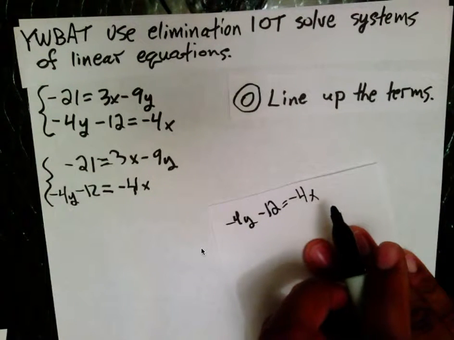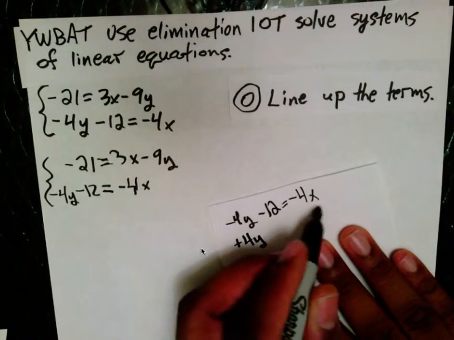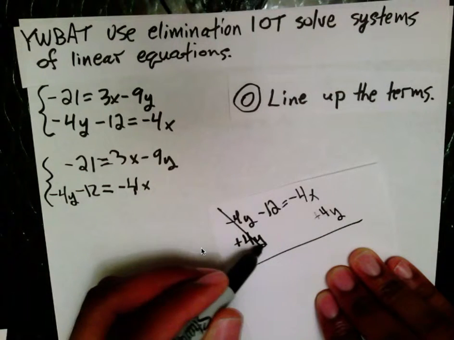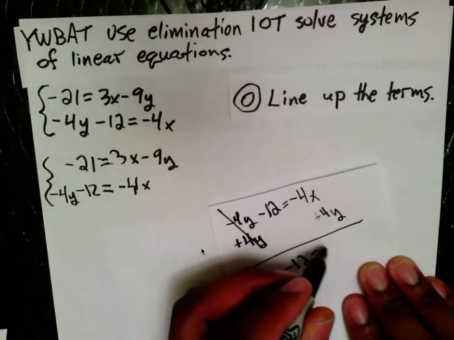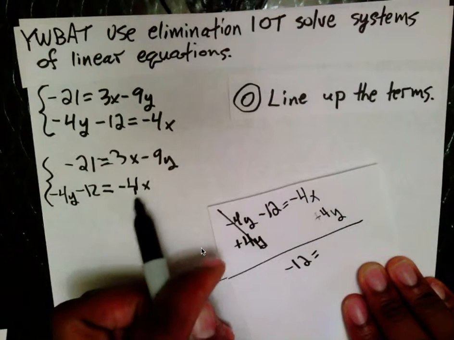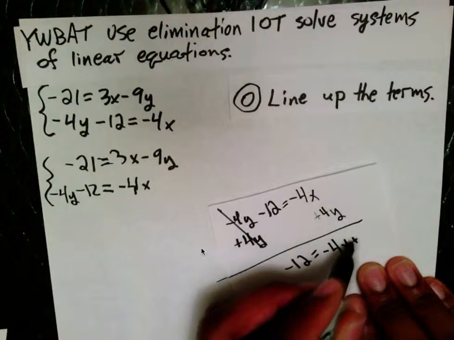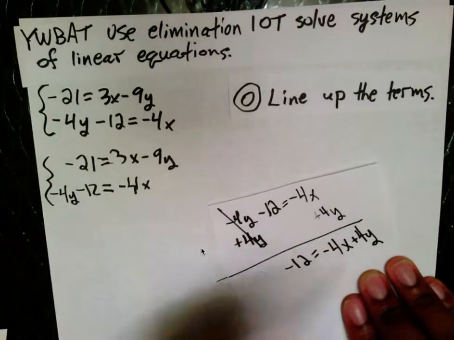So what I do is I just add 4y to both sides. Plus 4y, plus 4y. That way this will cancel, and now I'm left with negative 12 equals, and now since I have a negative 4x, negative 4x plus 4y. And there we go.